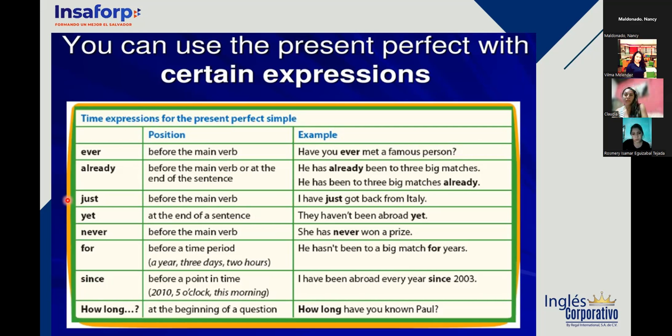So the position of this time expression just is going to be pretty much as the ones that we saw before. Just, as you can see here, is between the main verb and the auxiliary. Let me ask you a question. These two words, the union of those two words, how do we call them in English? Phrasal verb. Okay, that's a phrasal verb. Thank you very much, Maximo.